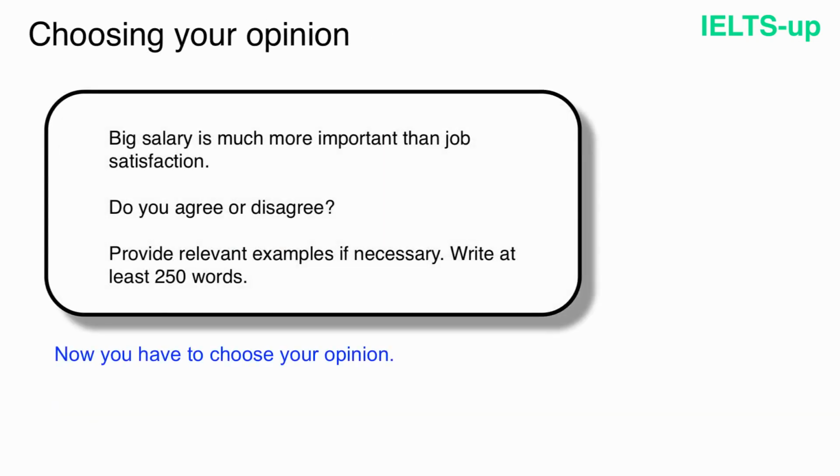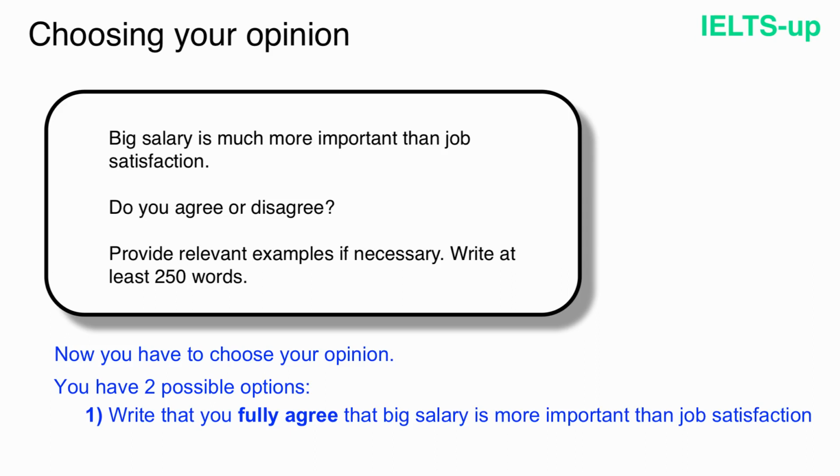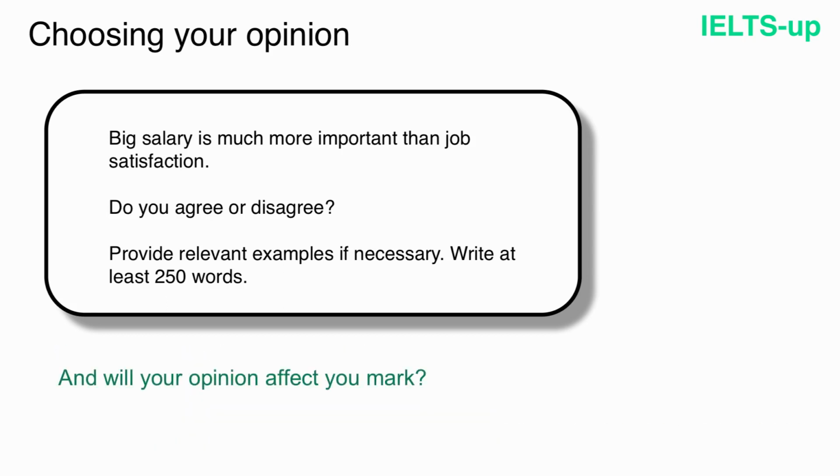Now you have to choose your opinion. Do you agree or disagree with the statement? You have two possible options. First, you can write that you fully agree that big salary is more important than job satisfaction. Or secondly, you can write that you completely disagree with that. And will your opinion affect your mark? No. While you don't use a fancy language or write some very bad things, your opinion doesn't matter to the examiner.